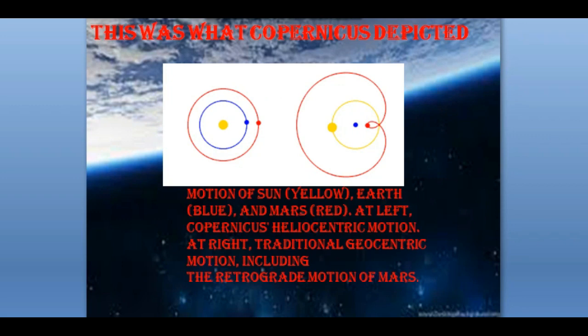This was what Copernicus depicted. Motion of the Sun is in yellow, Earth is in blue, and Mars is in red. At left, Copernicus's heliocentric motion. At right, traditional geocentric motion, including the retrograde motion of Mars. So what we see here is the two different motions that were depicted. On the right side, we can see the movement of the planets and the sun around the Earth during the 16th century, and on the left we see the original paths that Copernicus depicted.